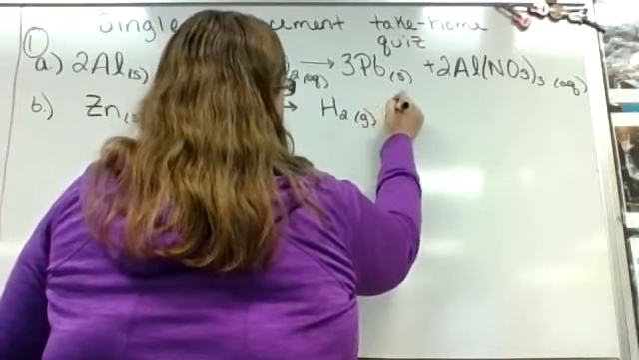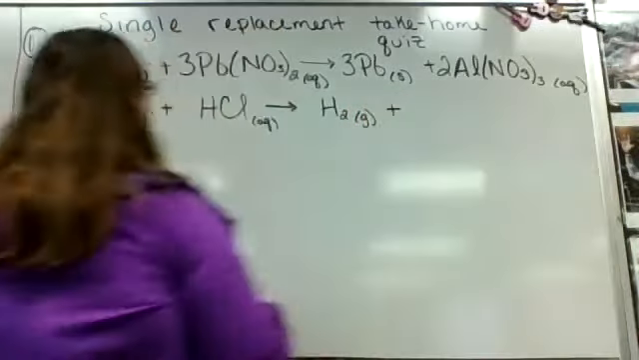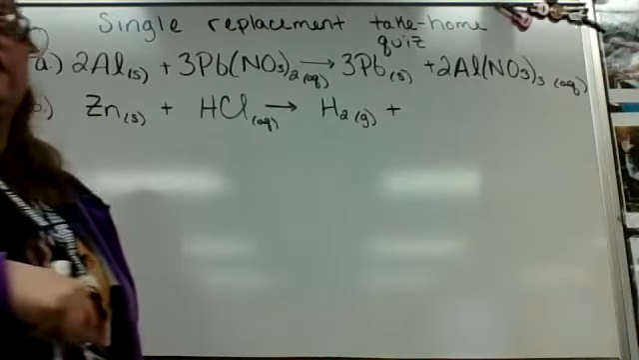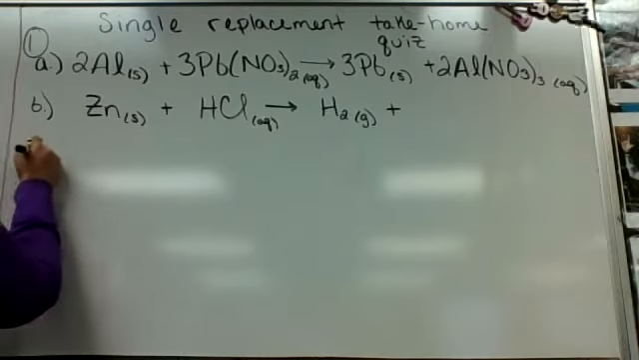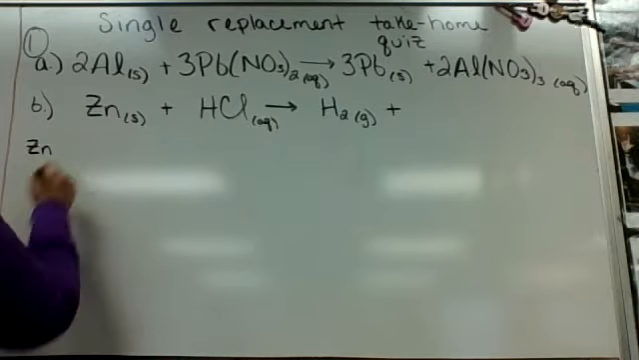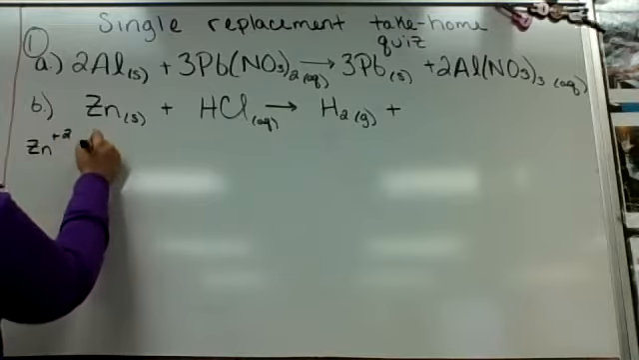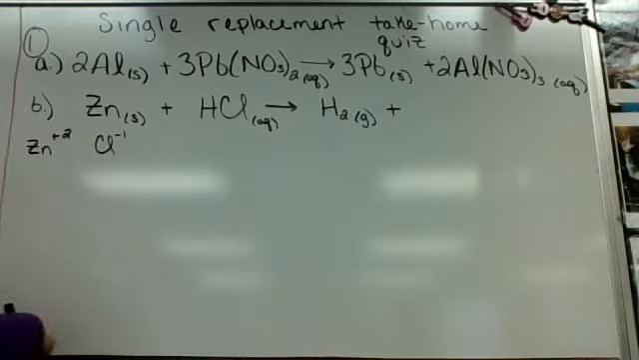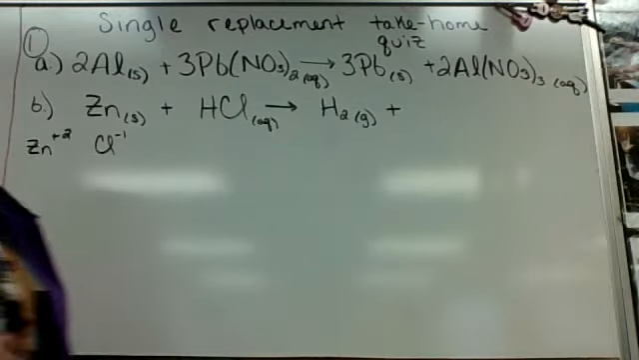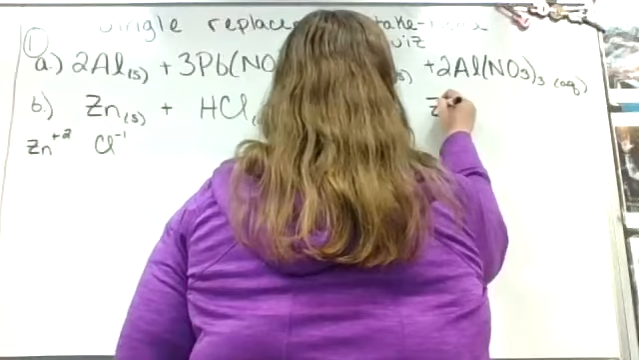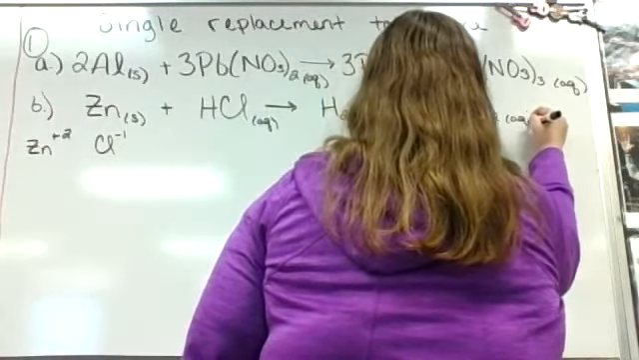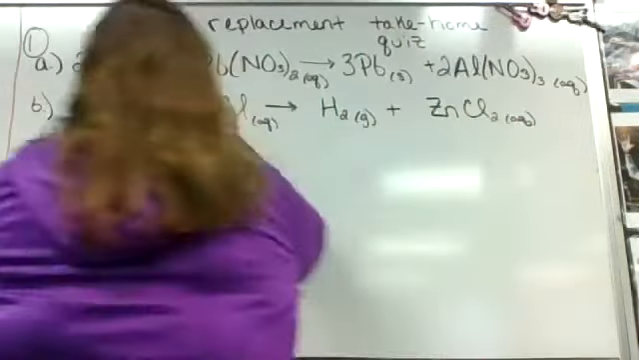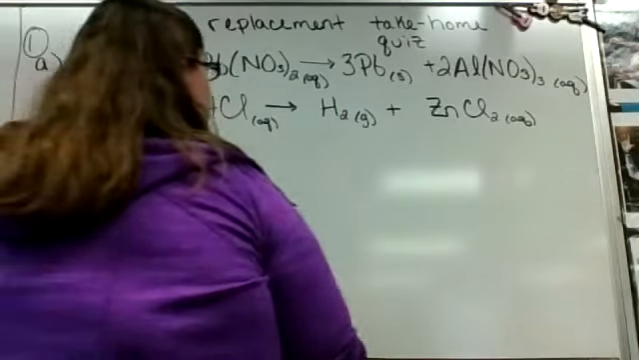And hydrogen is a gas. All right. And then zinc is going to be with the Cl. What is the charge of zinc? +2. Cl -1. So what is zinc chloride? ZnCl2. Aqueous. And balance, and that's all just balancing.